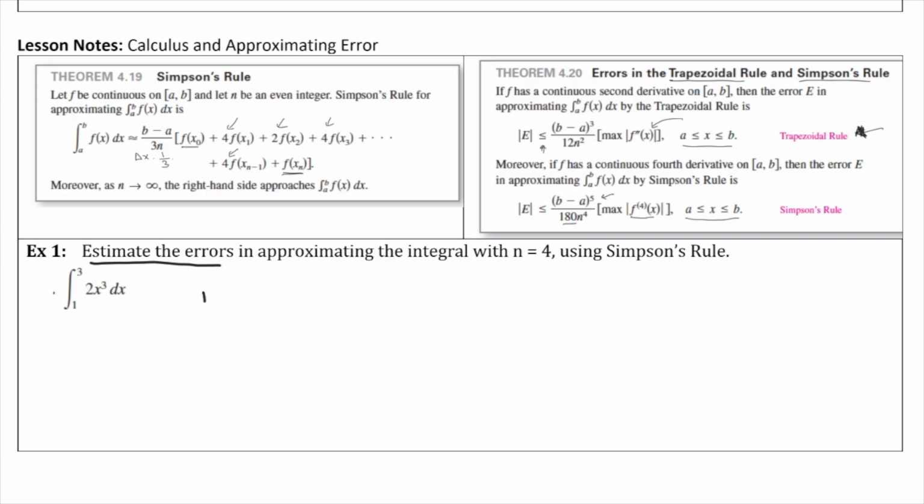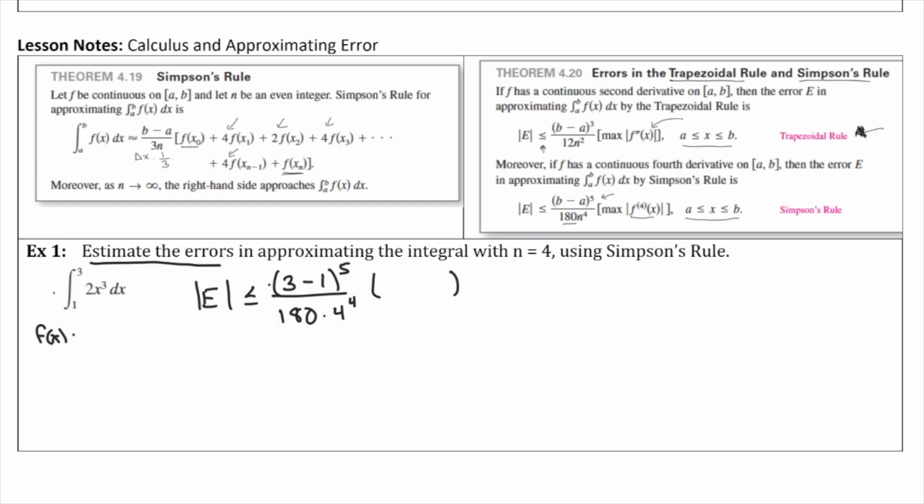Let's consider our error formula. Your error is always going to be less than or equal to your b minus a, so that's 3 minus 1 to the fifth power divided by 180. In this case, we used 4 partitions, so 4 to the fourth power. Then I want the maximum value of the fourth derivative on the interval from 1 to 3. So I need to find the fourth derivative.